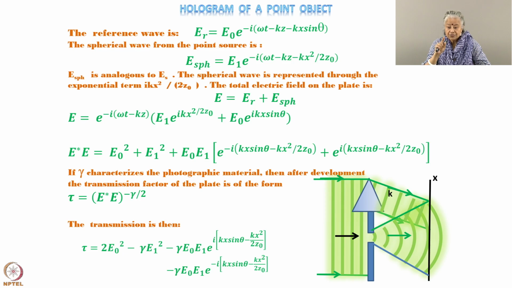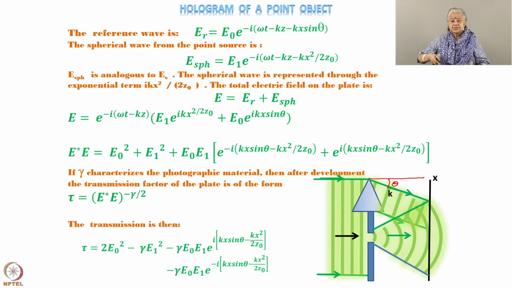We've seen a plane wave. Now, we have to construct a hologram of a point object. Now, the reference wave here, E_R, is E0 e to the power minus i(omega t minus kz minus kx sin theta). The theta is the same as that. See here, the theta, remember, was somewhere here. Okay. This is what we had before.